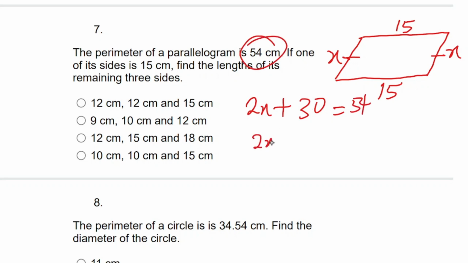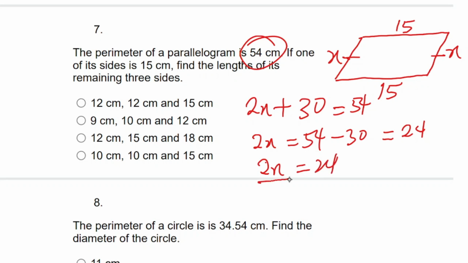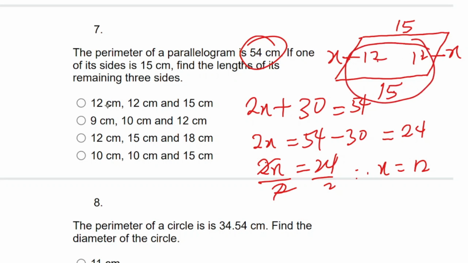So that is 2x equals 54 minus 30. This is equal to what? 24. So when you divide both sides by 2, what you're going to have is 2x over 2 equals 24 divided by 2. Therefore, x is equal to 12. Which means this is 12, this is also 12. So the remaining three sides are 12, 12, 15. That is this one. Is this clear? It's straightforward.